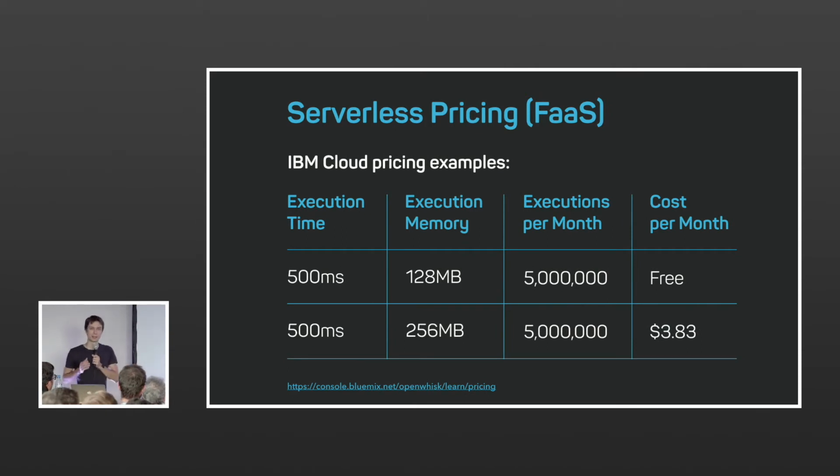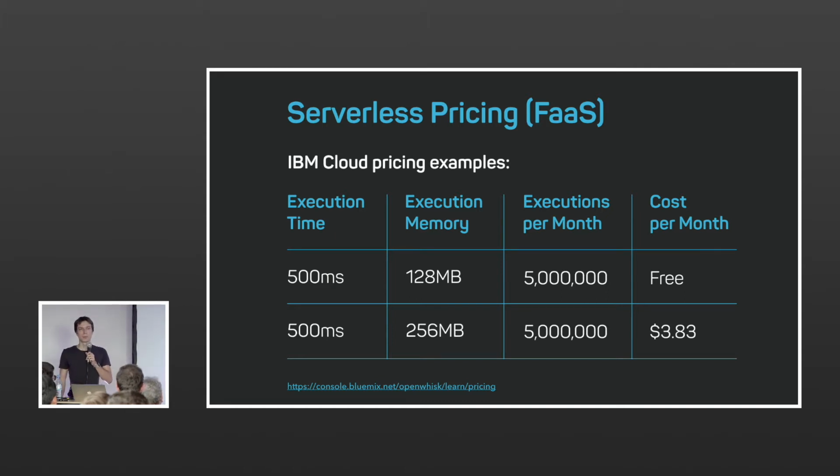Now, the gigabyte second pricing is a little funky. It's kind of hard to understand the $0.000 dollars. So let's look at a specific example. On IBM Cloud, if you look at the pricing example, you can execute a function 5 million times, with each execution being around half a second long, and taking 128 megabytes of memory. This actually won't cost you anything, because it fits right in the free tier. Now, if we increase the memory to about a quarter of a gigabyte, and also execute our function 5 million times, about half a second long, then it's about $4.